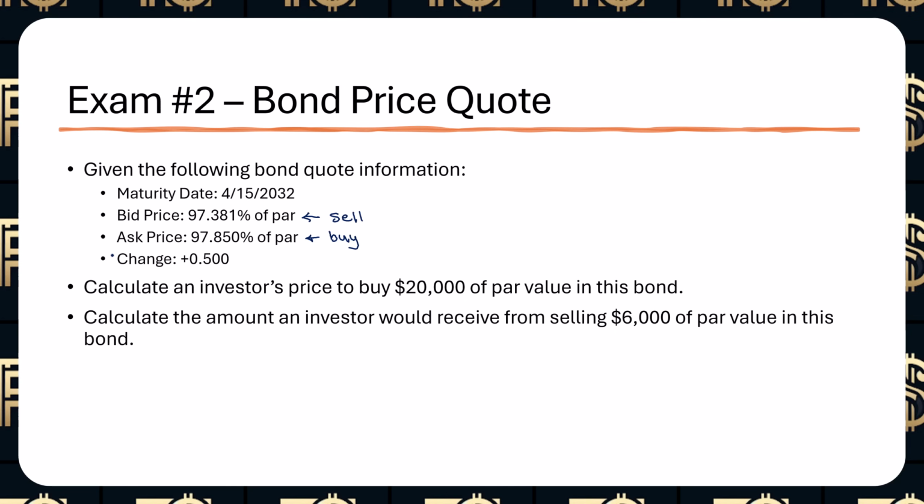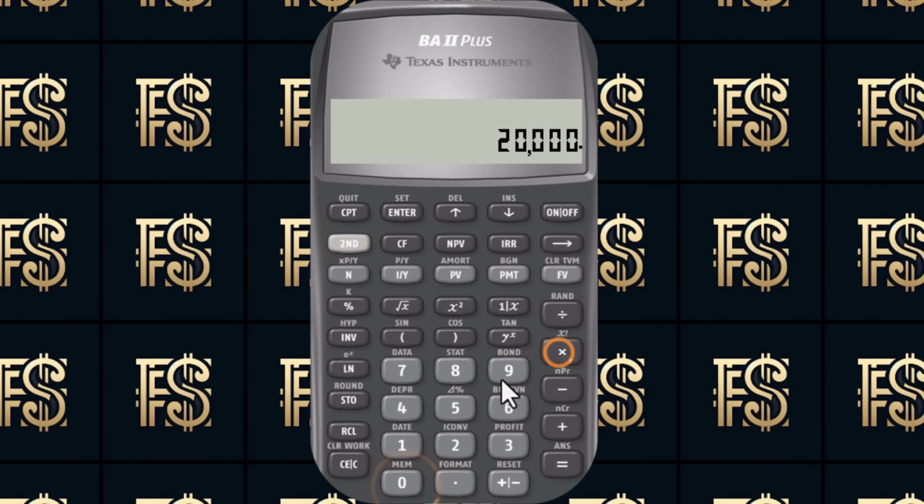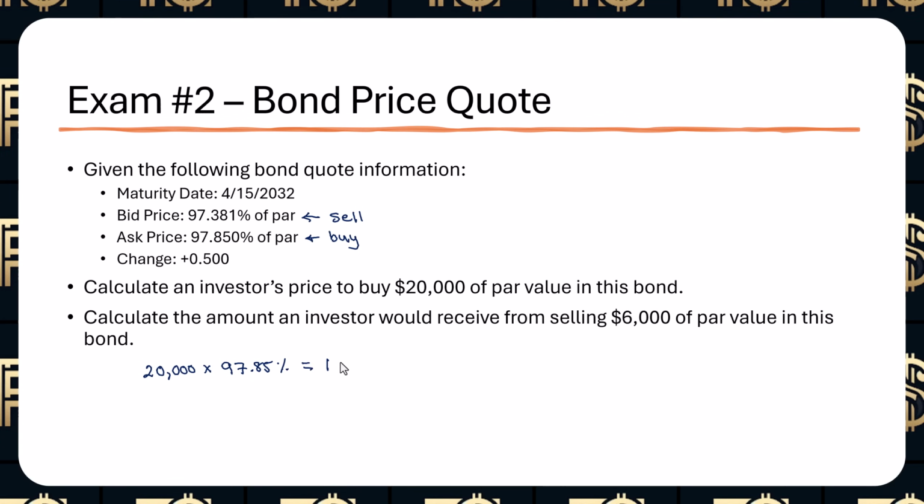In this problem, we're asked to calculate an investor's price to buy $20,000 of par value in this bond. So we're going to take $20,000 and multiply it by the asking price of 97.85. That is a percent. And what we find is that they would have to pay $19,570 to acquire $20,000 worth of par value in this bond.